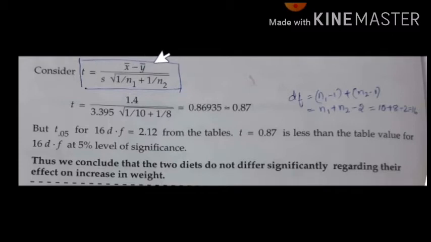Here we do it based on the difference of means. So substitute the values and calculate it. We get the calculated T value as 0.87.